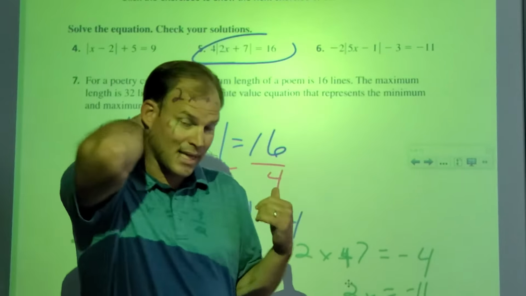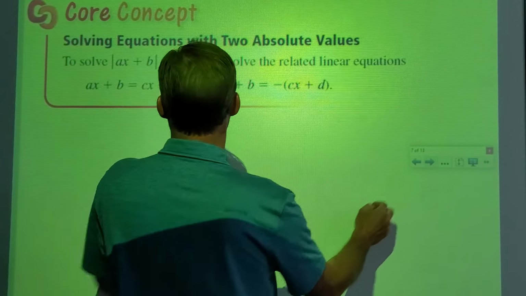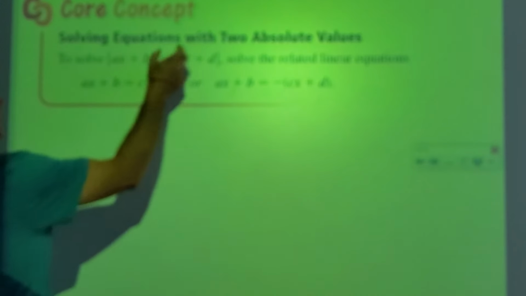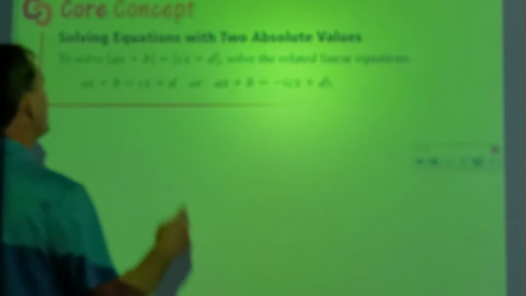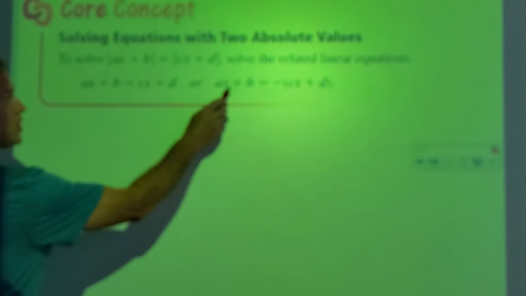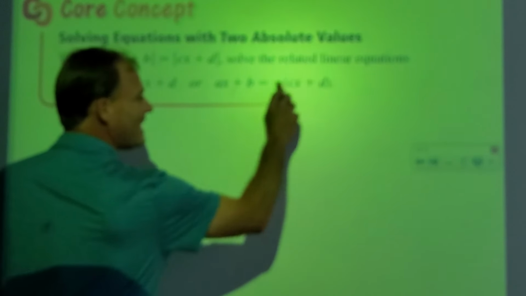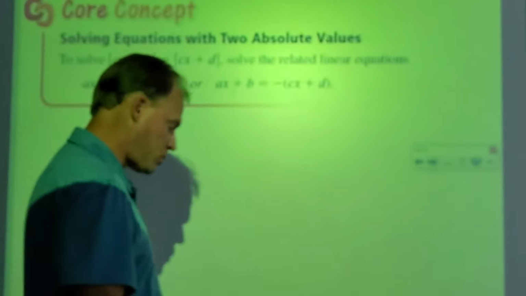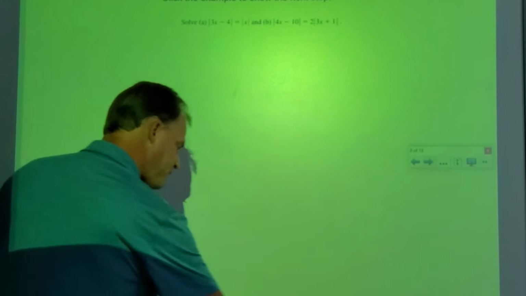So now we're going to take this and kick it up a notch. Something to write in your notes. If you have an absolute value equal to an absolute value, you solve the related equations, but what's in the first one doesn't change. What's in the second one gets negated, and the whole thing gets negative in the second equation. I'll show you what that means in a second.